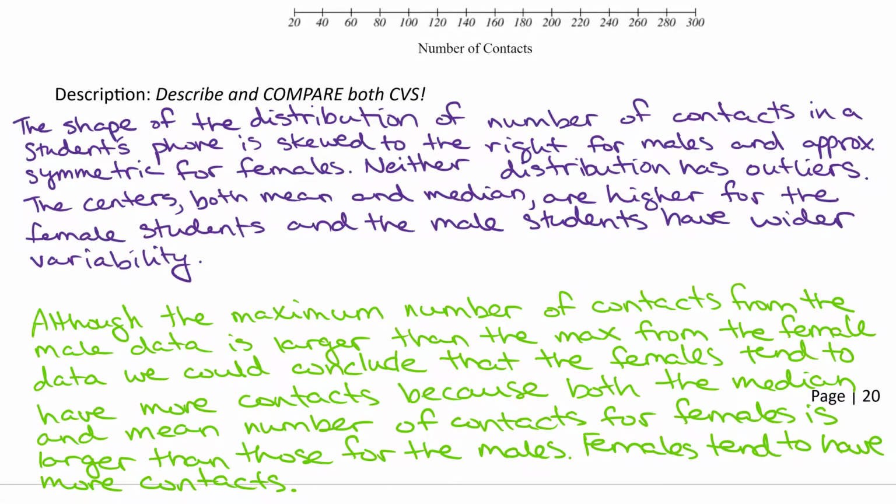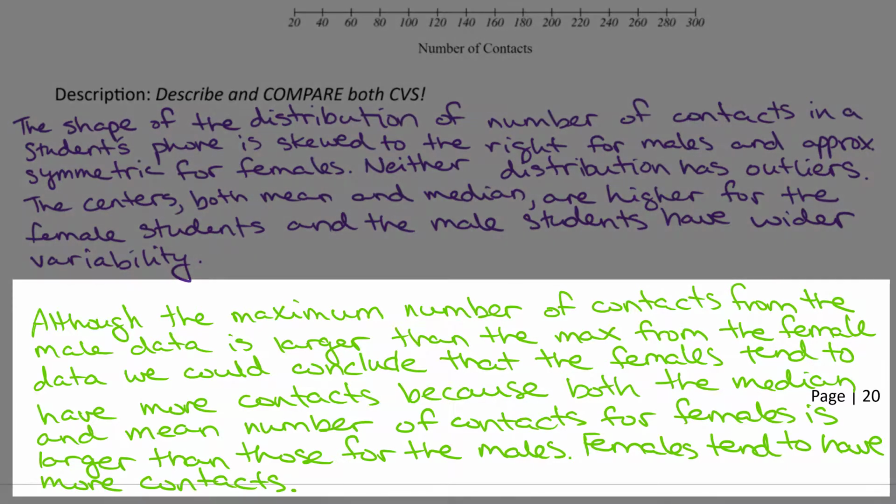So to answer their question, is there evidence that one gender has more contacts than the other? We can say, although the maximum number of contacts from the male data is larger than the max from the female data, we could conclude that the females tend to have more contacts. This is because both the median and the mean number of contacts for females is larger than those for the males, so females tend to have more contacts.